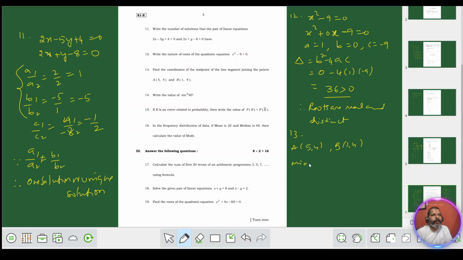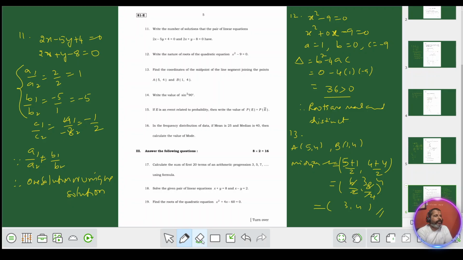Midpoint of AB, right? Midpoint of AB is x1 plus x2 by 2, y1 plus y2 by 2. Midpoint is equal to 5 plus 1 by 2, 4 plus 4 by 2. That is 6 by 2, 8 by 2, 2 3s are 6, 2 4s are 8. Therefore, 3 comma 4 is the midpoint. Okay.